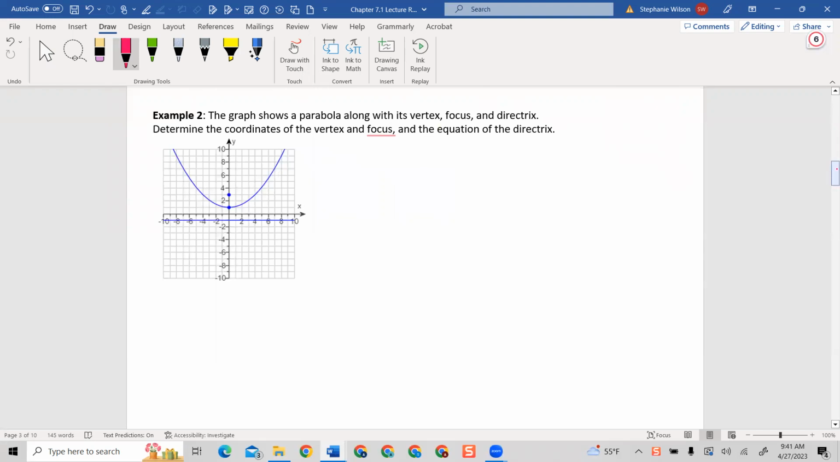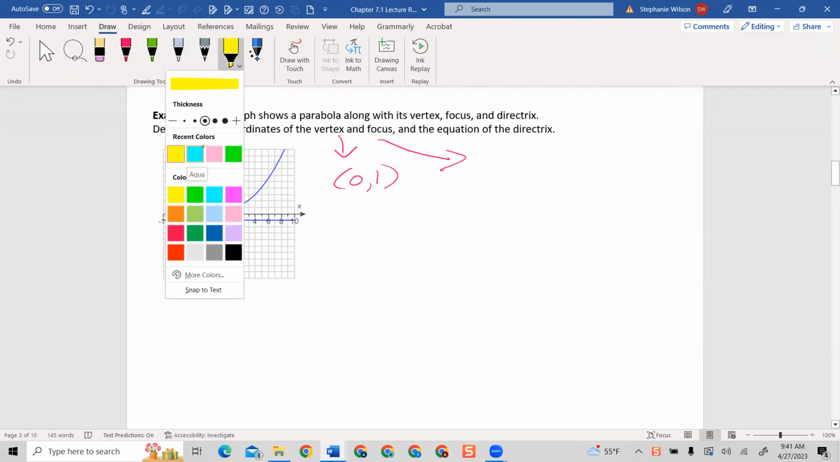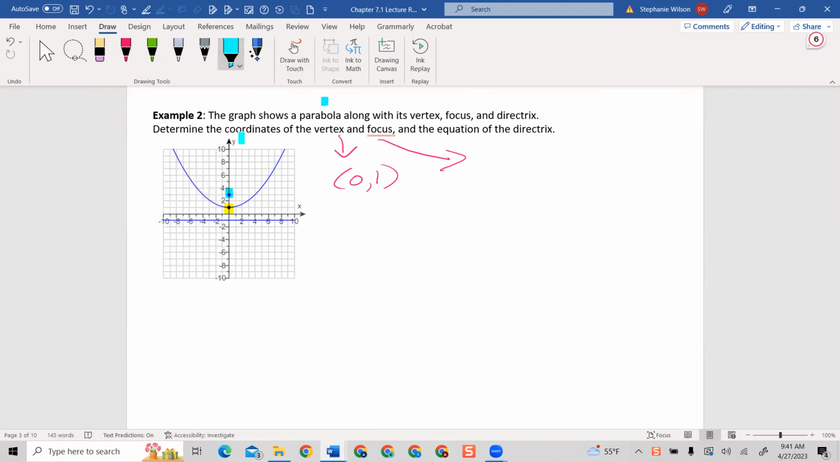My vertex, again, is like the turning point of the parabola, right? The belly of it is what I like to call it. So if I look at it, I notice that right here is my vertex. So that ordered pair is going to be (0, 1) because it's on the y-axis, so x is 0. Now my focus is either above or below my vertex. So right there it is. So that is going to be (0, 3). Okay, and it could be below it in some cases, depending on what we're working with.